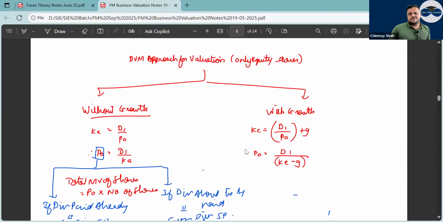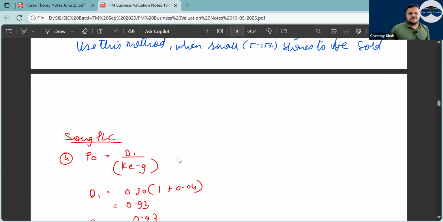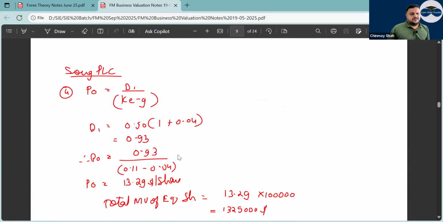The DVM approach, say you find with growth, P0 is equal to D1 upon (Ke minus g). Now here there is a catch. The catch here is basically, if the dividend is declared but not yet paid, in that case you will take the cum dividend share price as your market value. Correct? So if dividend is about to be paid, then take cum dividend share price. If dividend is already paid, take ex dividend share price as your market value. Correct?